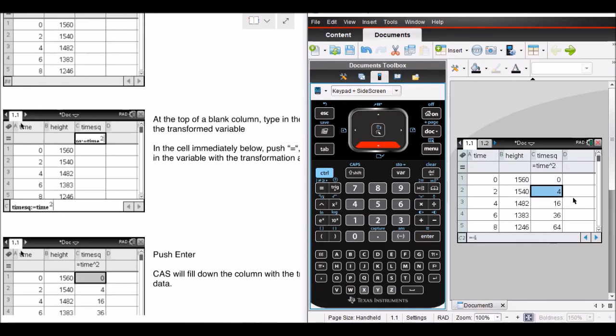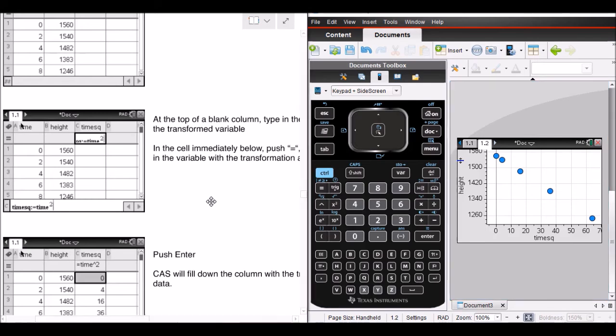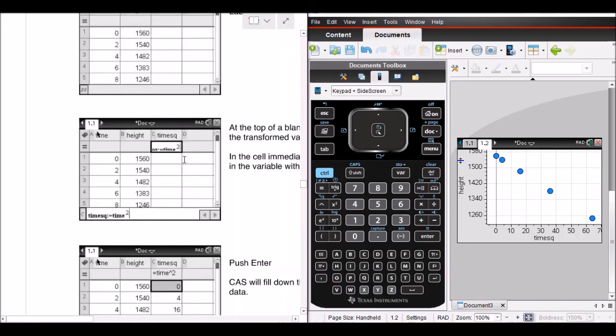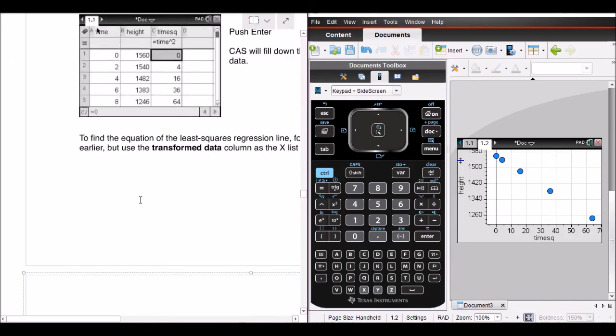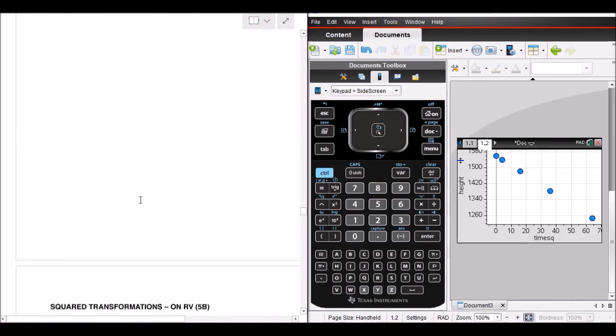2 squared is equal to 4. 4 squared is 16. 6 squared is 36. 8 squared is 64. Now, going back to my scatter plot, if I use time squared instead of time, watch what happens. See how now the data is linear. So we can actually now use this to make predictions. Okay. All right. Let's actually do an example here from 5b, so we can actually see it in context.